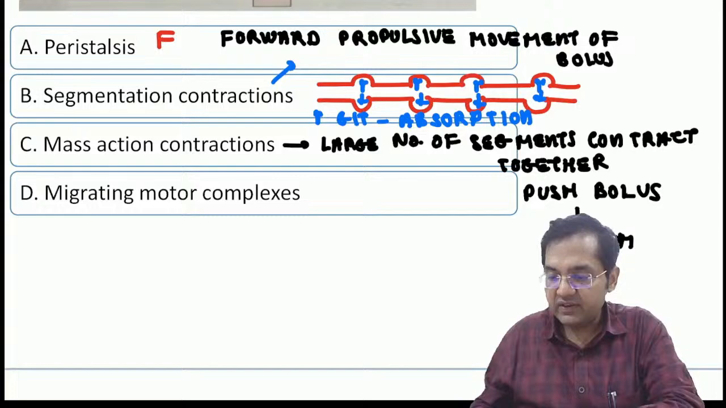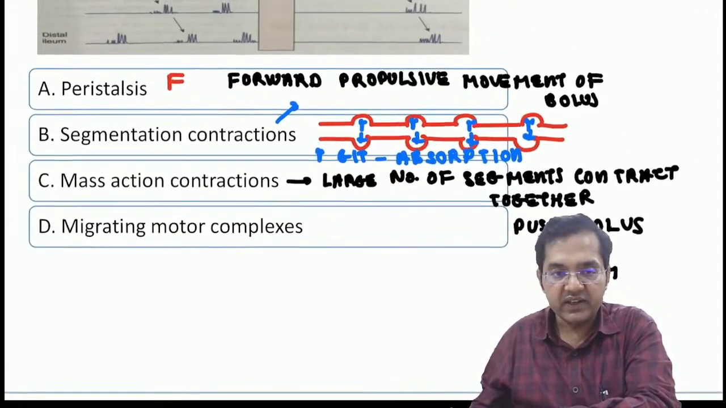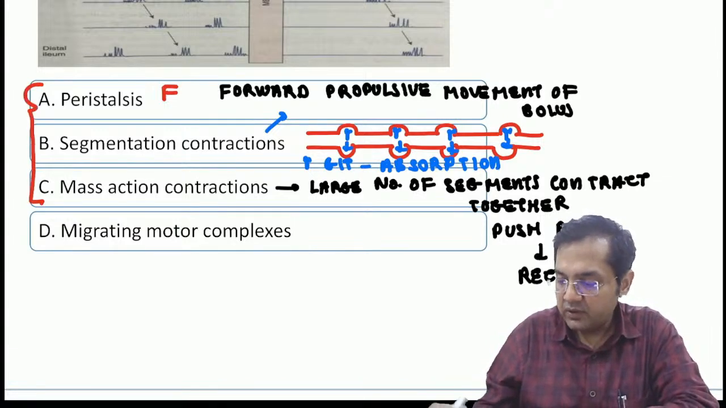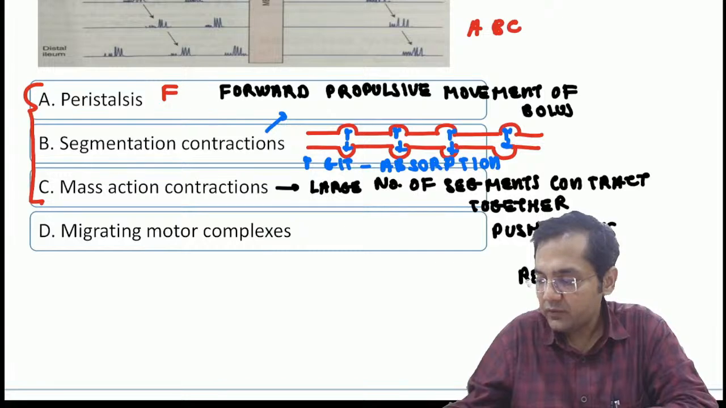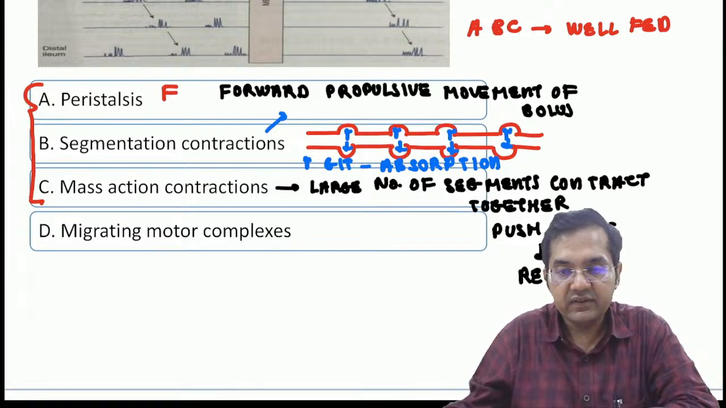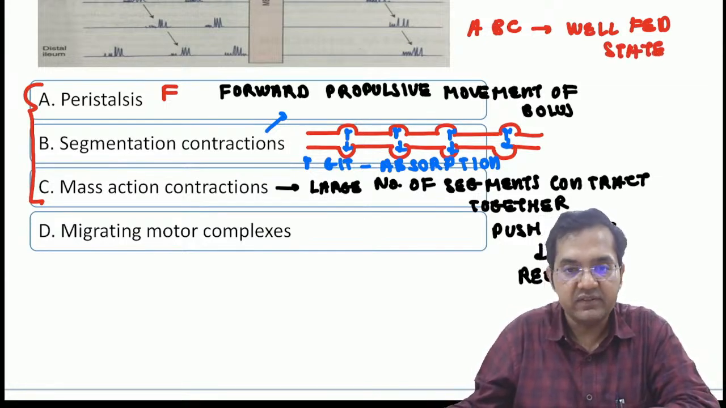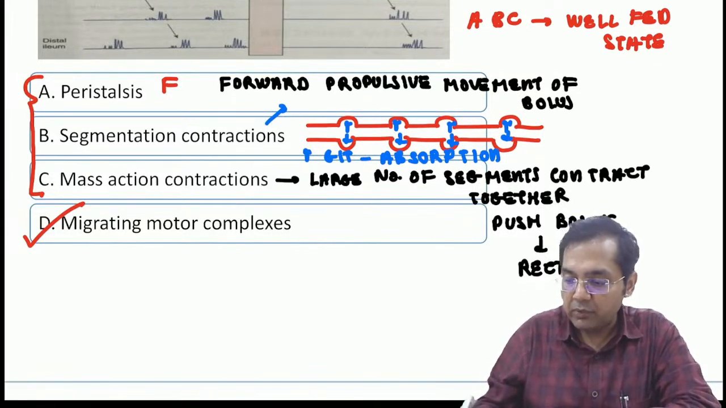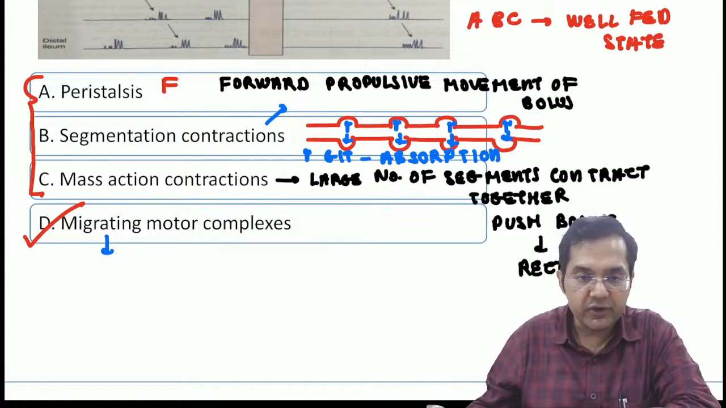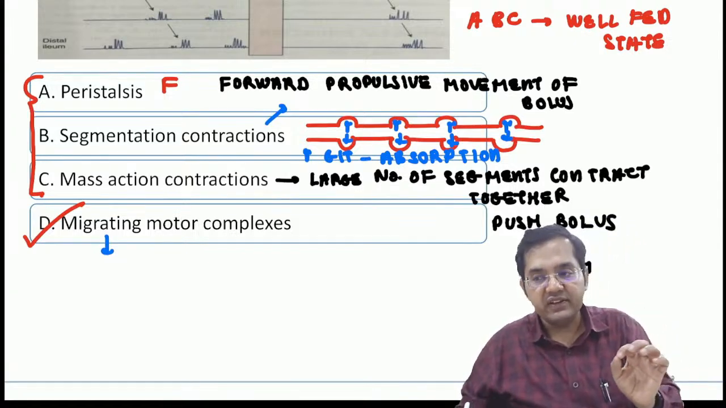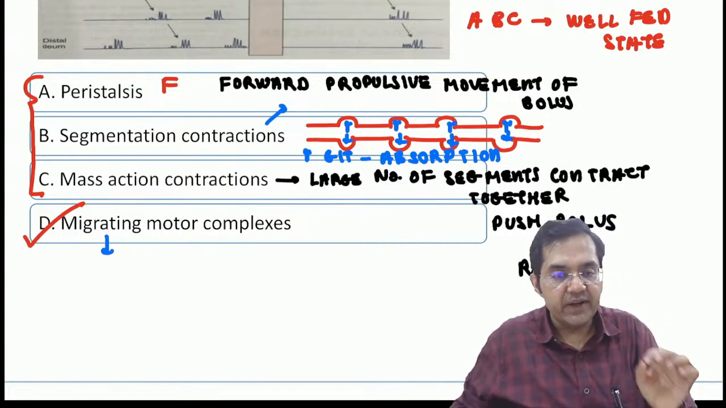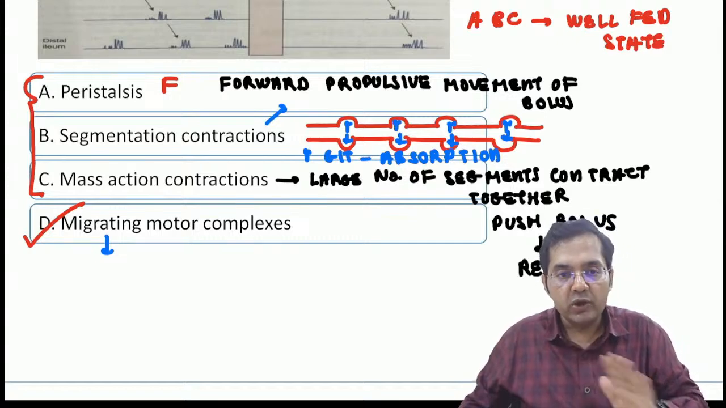So contractions number A, B and C, which is written in the figure, they all occur in well-fed state. So A, B, C, they all occur in well-fed state. That means after having meals. But the MMC is the answer here. Migratory motor complexes is a very important short note for your exam. You have to remember each and everything here. Remember, these are ring-like contractions. So please go through the video. I have told you all the important points.